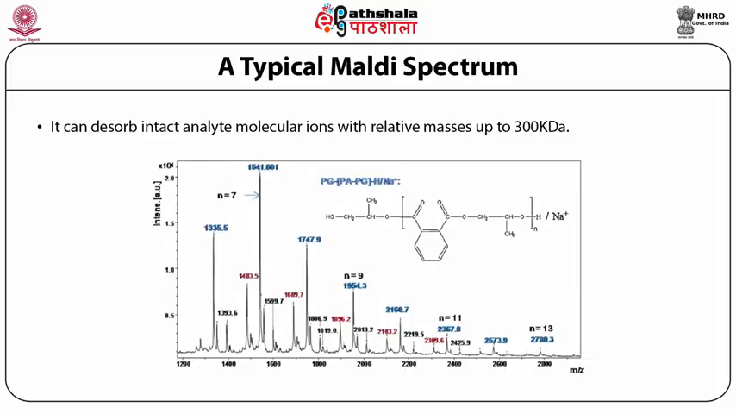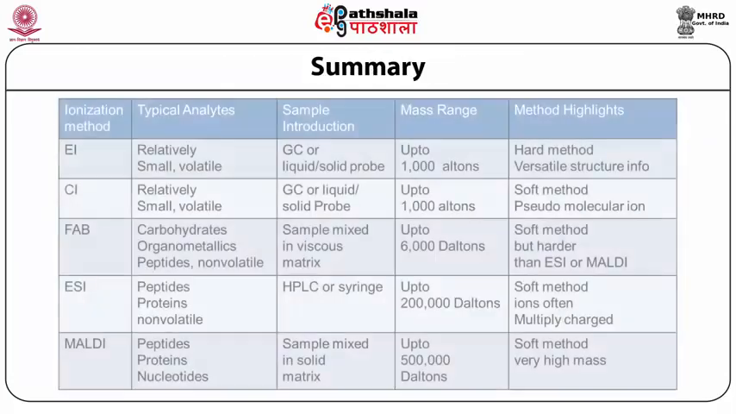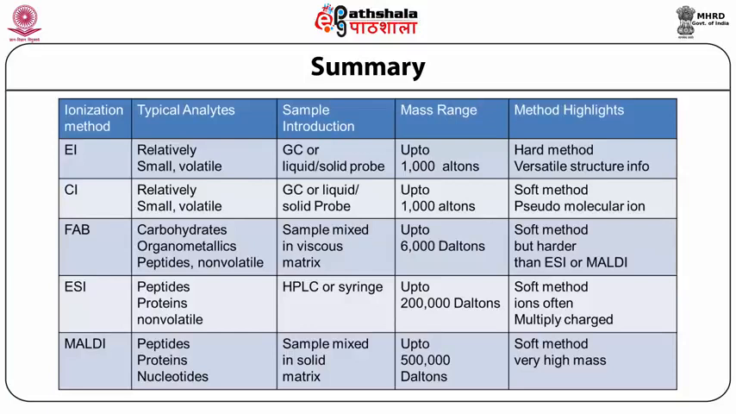A typical MALDI spectrum of a high molecular weight fraction with S28 matrix is shown. You can see a lot of peaks are obtained with different fragment ions. Different mass to charge ratios are there, and you can again deconvolute them to arrive at the molecular weight of the compound in question. A summary of the various types of ionization methods: EI, CI, FAB, ESI, and MALDI. I have tried to summarize the results discussed so far.